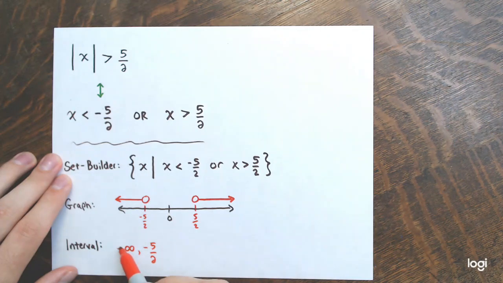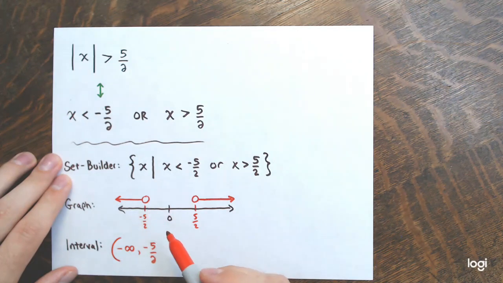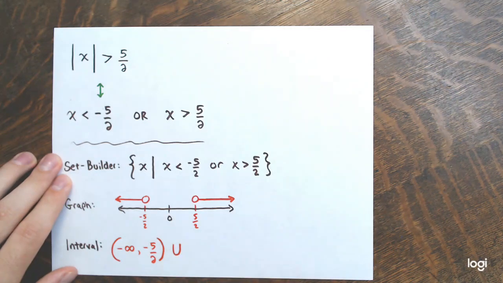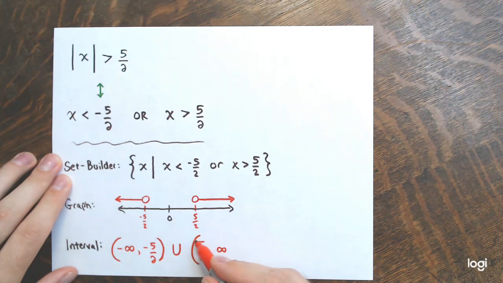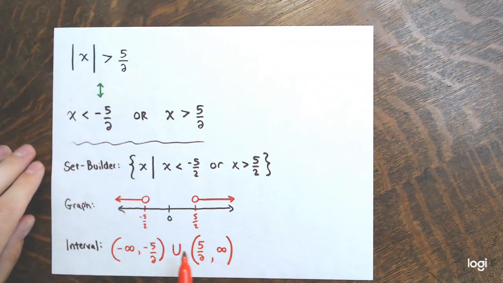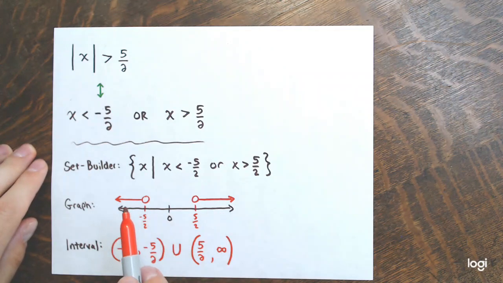Negative infinity is not a solution, because it's not a number, so a parenthesis on that. Negative 5 halves is also not a solution, so a parenthesis on that. Or, the union symbol. And then I'll draw another interval for this second piece, where the left end of that piece is at positive 5/2, comma. There is no right end to that second piece, so positive infinity. 5/2 is not a solution, parenthesis. Infinity is not a solution, it's not a number, parenthesis, right?